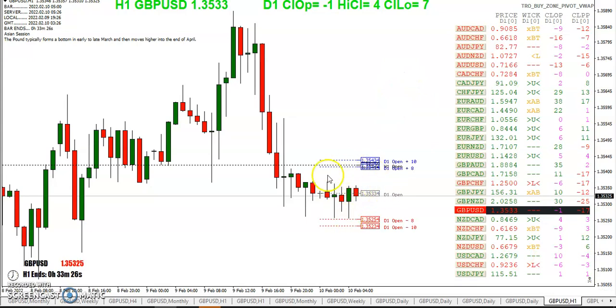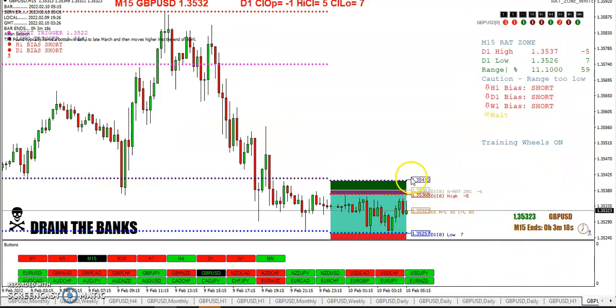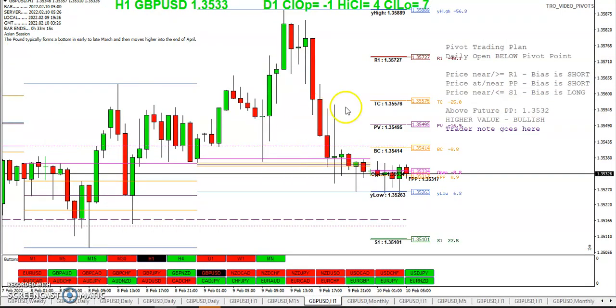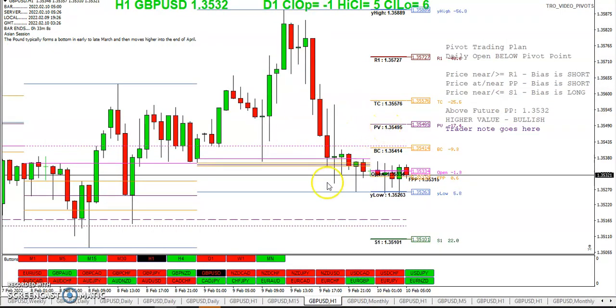And so since this is early in the day, no real action yet. Buy zone still in effect. No action on the rat zone. Still need to take out the pivot. Yesterday's pivot was taken out.